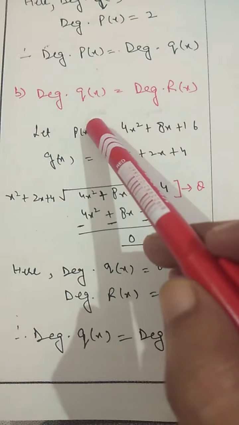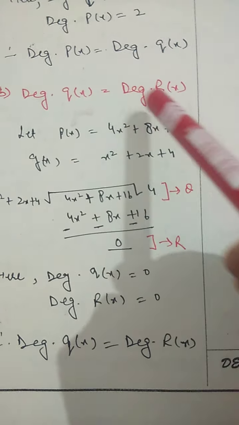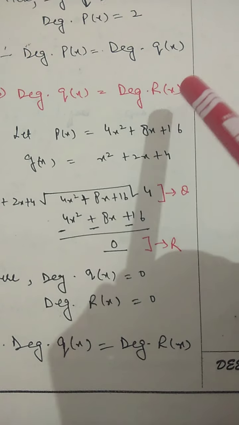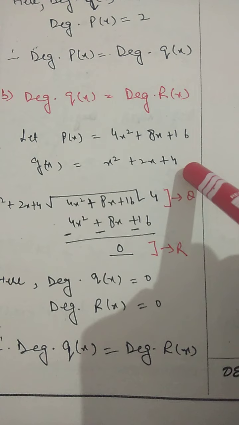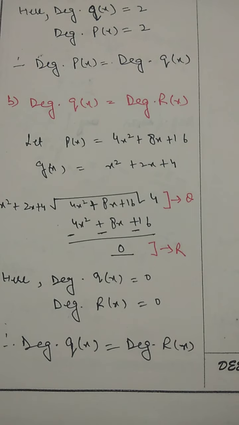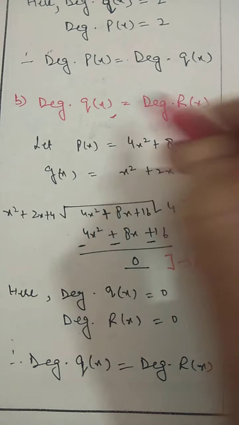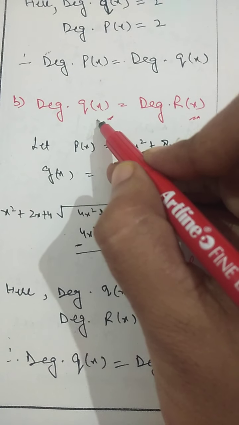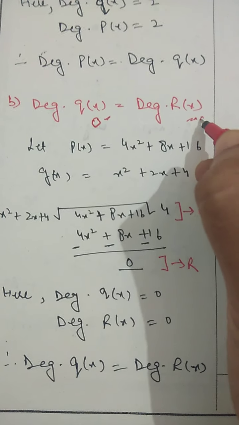In the next part we have to take an example of polynomials where the degree of quotient is equal to the degree of remainder. For such polynomials, first of all we have to keep in mind that the degree of the quotient should be equal to the degree of the remainder. Let us take a polynomial which gives the degree of quotient as 0 and the degree of remainder as 0.